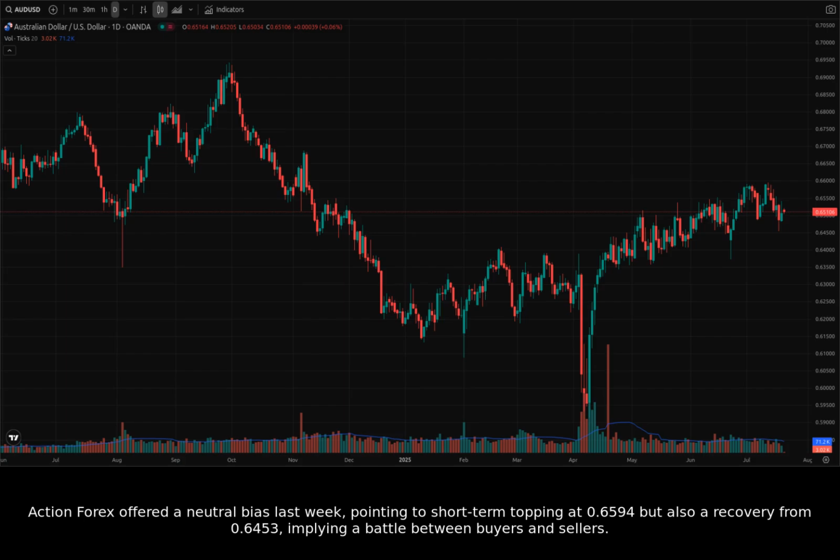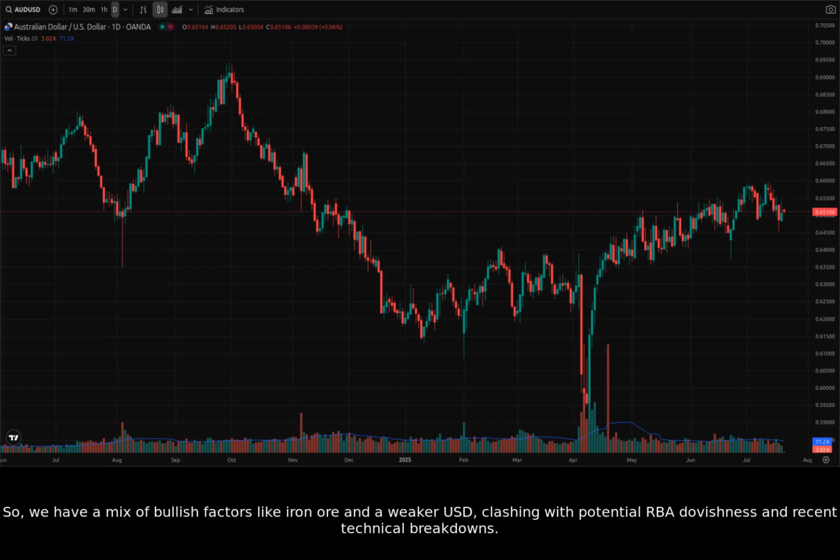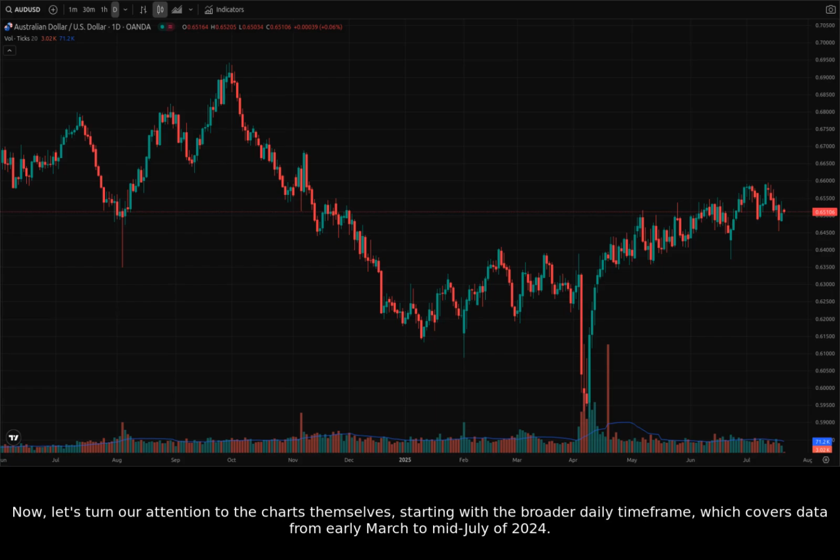Action Forex offered a neutral bias last week, pointing to short-term topping at 0.6594, but also a recovery from 0.6453, implying a battle between buyers and sellers. So, we have a mix of bullish factors like iron ore and a weaker USD, clashing with potential RBA dovishness and recent technical breakdowns.